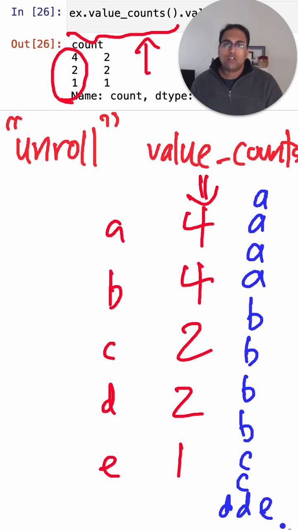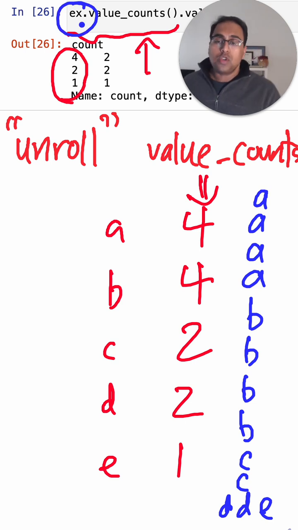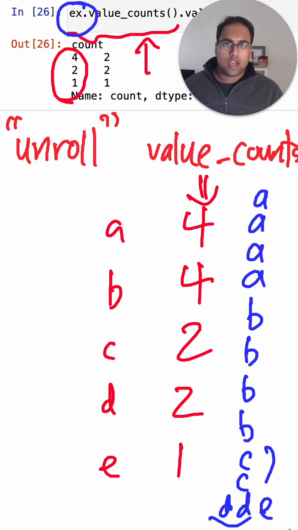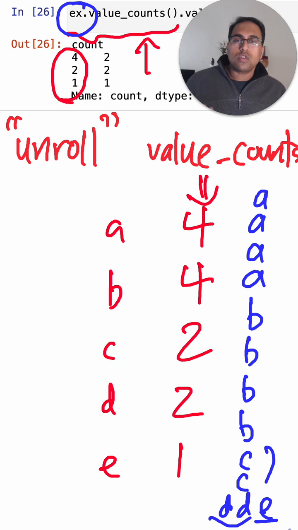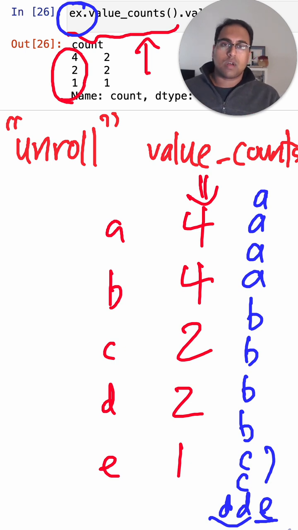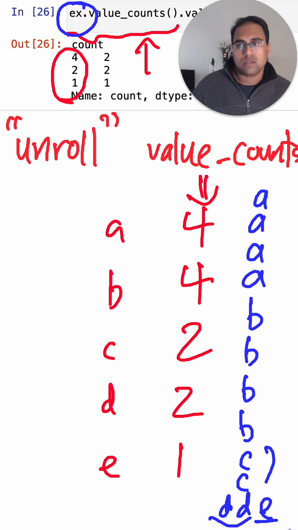Okay? So we don't know what the exact values in the original series here, example, were, but we know that there were 2 unique values, both of which occurred 4 times. There were 2 unique values, each of which appeared twice, and then 1 value that was just there on its own. So that's how we can learn something about the original series by interpreting the results of valueCounts.valueCounts.